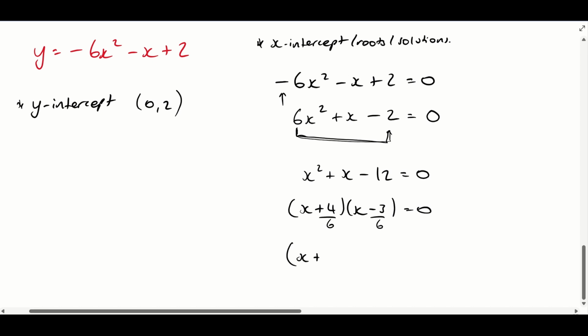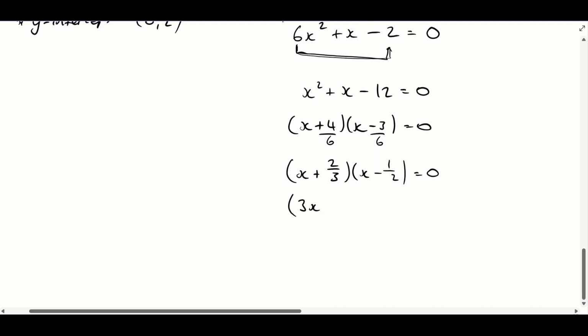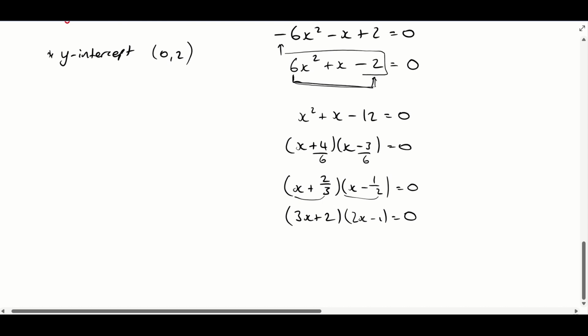up simplifying these down to be 2/3 and 1/2. And then we can bring them up the top here. So we bring our 3 out the front and our 2 out the front. So we've actually just factorised this guy here.